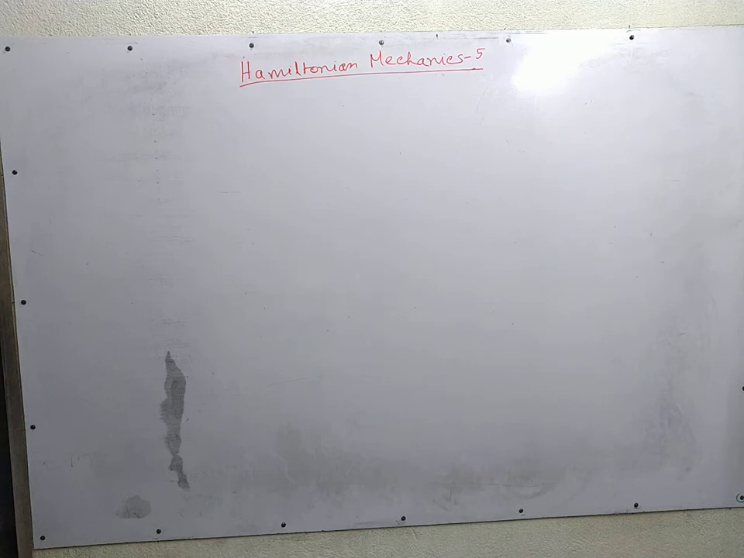Today we shall discuss yet another aspect of Hamiltonian mechanics, that is the Poisson bracket. The Poisson bracket allows us to write the equation of motion in a symmetric form, and furthermore it helps us to make a transition from classical to quantum mechanics. Let us introduce the Poisson bracket.